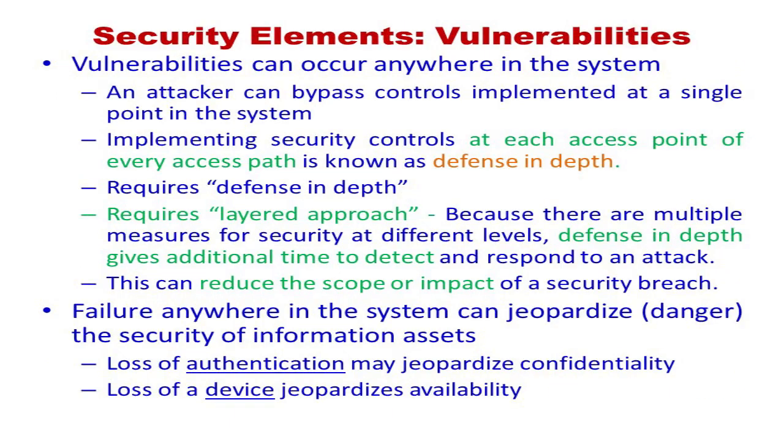Vulnerabilities. Vulnerabilities can occur anywhere in the system. An attacker can bypass control implemented at a single point in the system. Implementing security controls at each point of every access path is known as defense in depth. It requires a layered approach. Because there are multiple measures for security at different levels, defense in depth gives additional time to detect and respond to an attack. This can reduce the scope or impact of a security breach. Failure anywhere in this system can jeopardize the security of information assets.